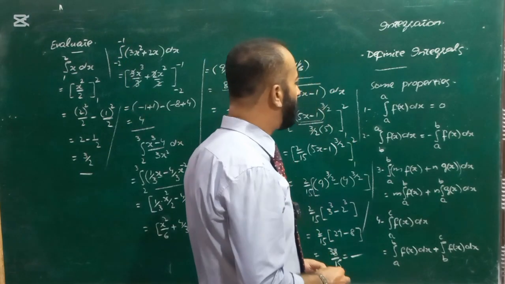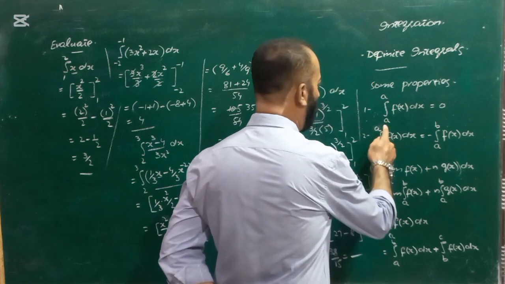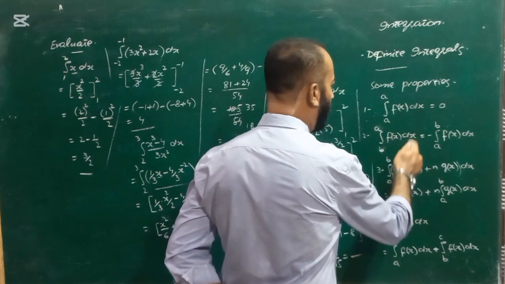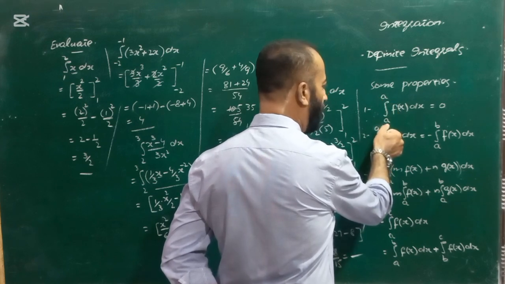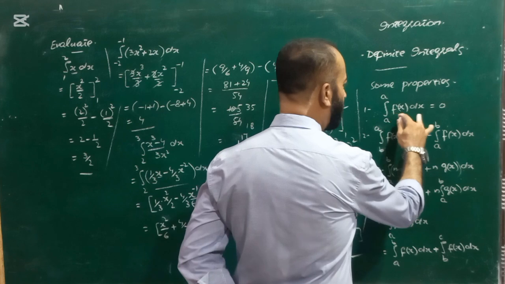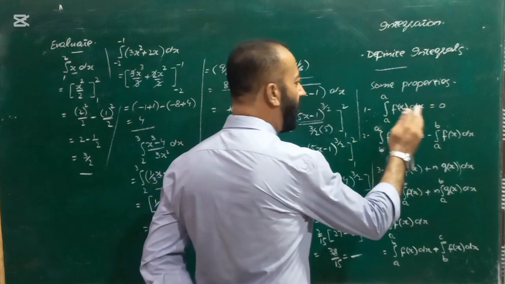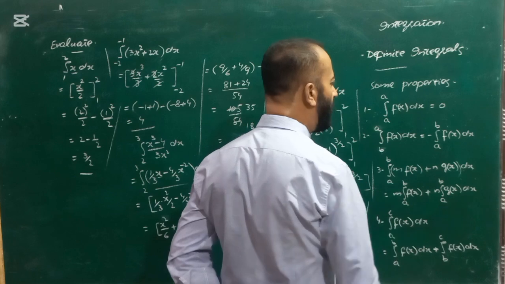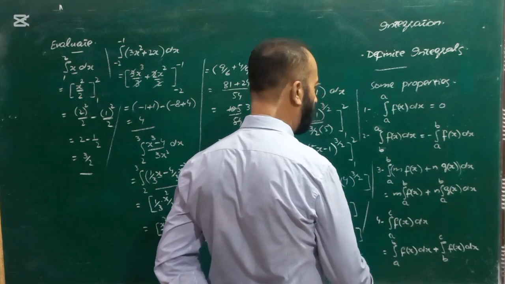So here are some properties of the integral. When having the same upper and lower limit, that is a and a, the integral of f of x dx will be 0, because when upper limit minus lower limit will be applied, these values will be cancelled, so that's why the answer will be 0.